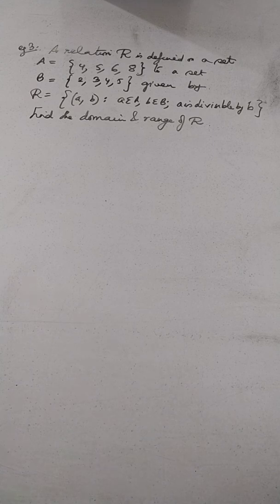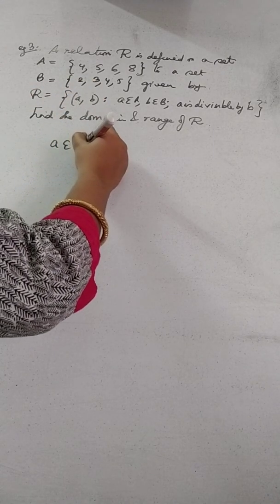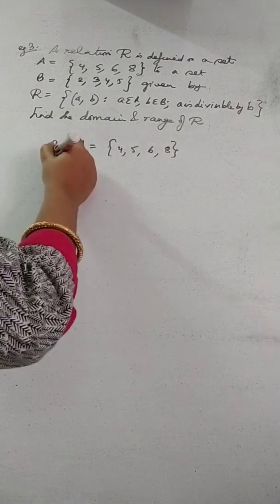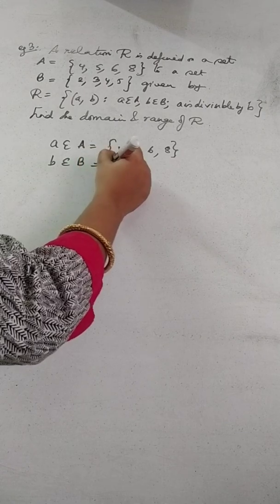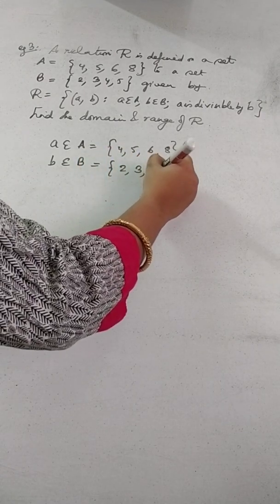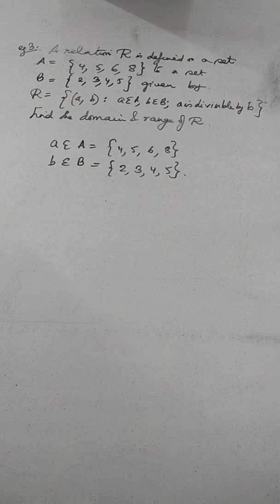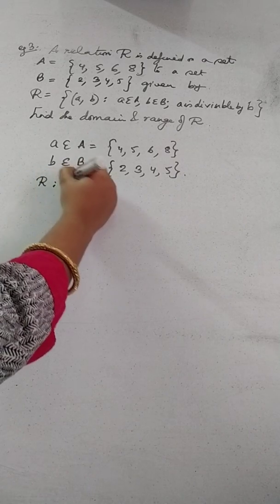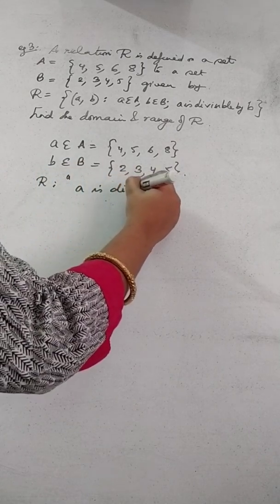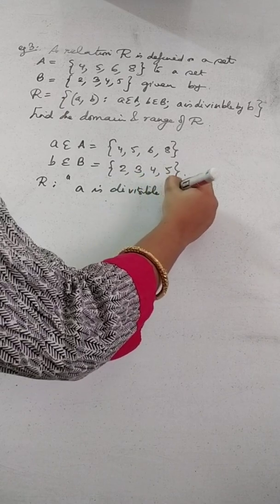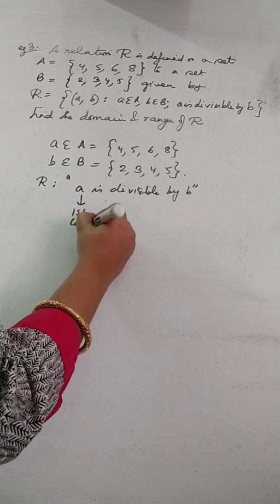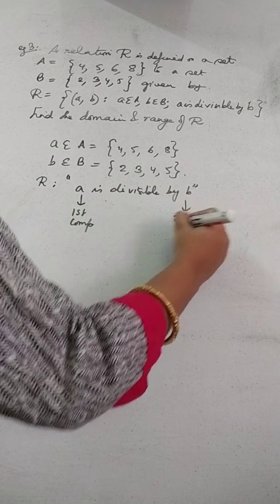So, what do we have? The first component a has to belong to the set A, which is {4, 5, 6, 8}. And the second component has to belong to the set B, which is {2, 3, 4, 5}. Not only that, R is the relation defined by a is divisible by b. That is, the first component has to be divisible by the second component.